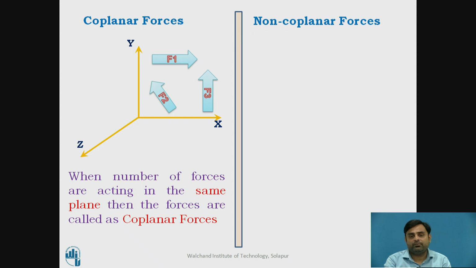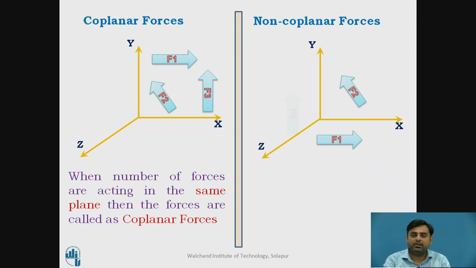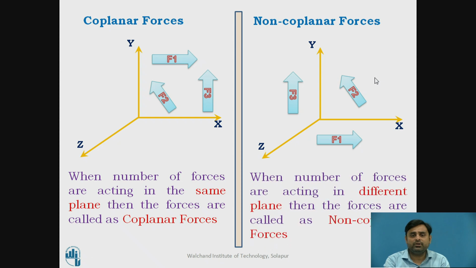Now non-coplanar forces. Again x, y, z are the three mutually perpendicular axes. Now here you can see F1 force is acting in the xz plane, F2 force is acting in the xy plane and F3 force is acting in the yz plane. So all these three forces are acting in three different planes. So this type of force system is called non-coplanar forces. So when a number of forces are acting in different planes, then the forces are called non-coplanar forces.